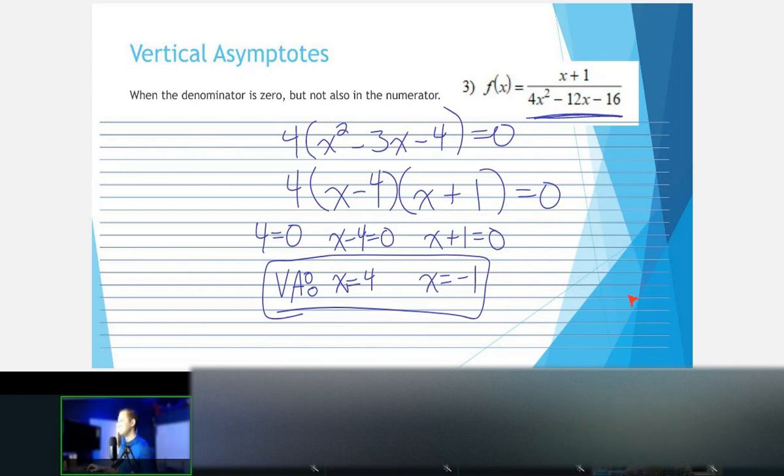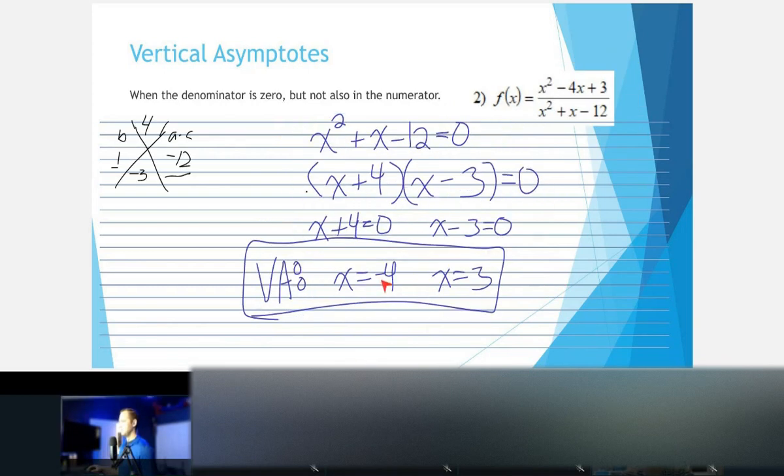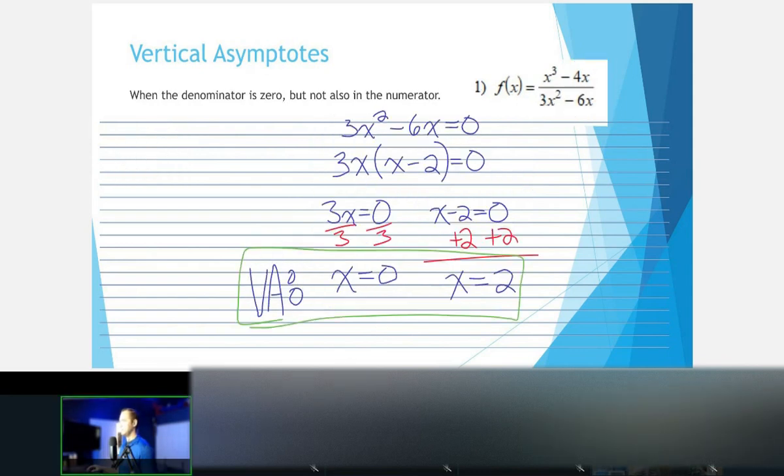Yeah, -1 is invalid. That's why it's here. See, the VA is -1. This tells us these are where your asymptotes are. So yeah, -1 and 4 are invalid. Going back to this problem, -4 and 3 are invalid because we would divide by 0. And then for this first one, 0 and 2 are invalid because it would make us divide by 0 in the original function.